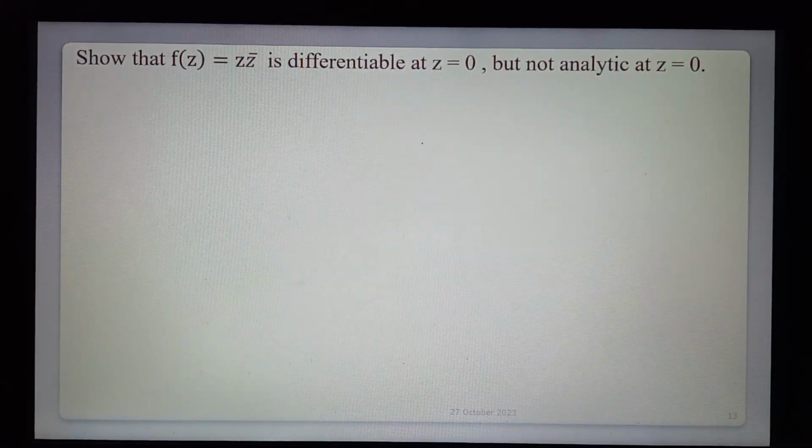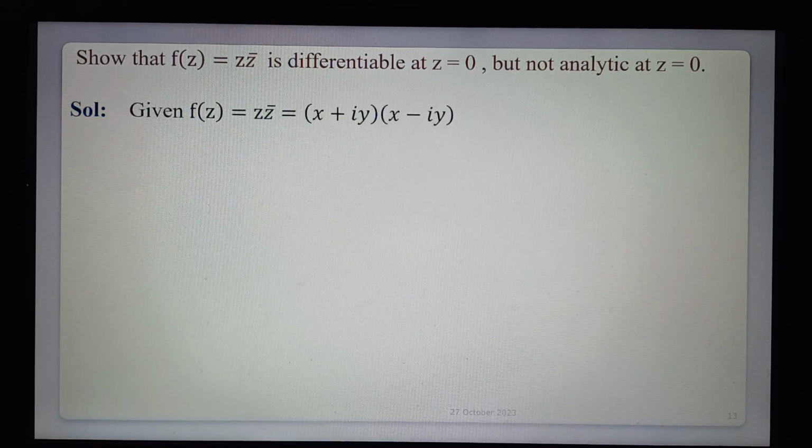So next example, show that f of z is equal to z into z bar is differentiable at z is equal to 0 but not analytic at z is equal to 0. Differentiable అవుతుంది కానీ not analytic అని మనం ప్రూవ్ చేయాలి.